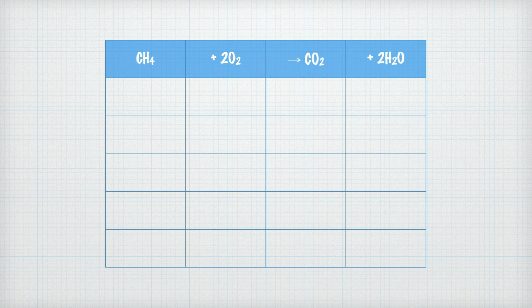Time for another table. In the head, we write the chemical equation as before. CH4 plus 2O2 turns into CO2 plus 2H2O. And if we have a single methane molecule, this means that it reacts with two oxygen molecules to form one carbon dioxide molecule and two water molecules.